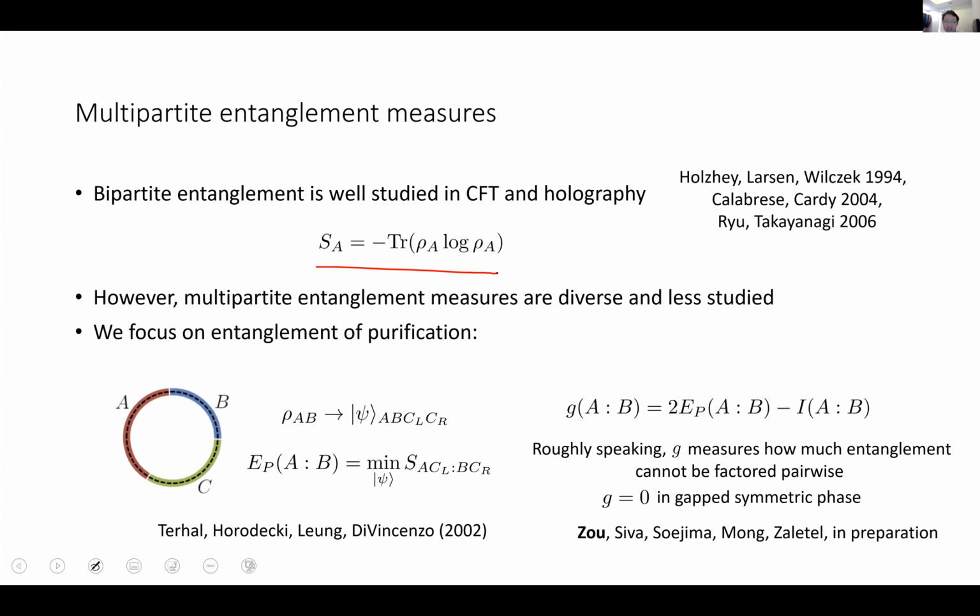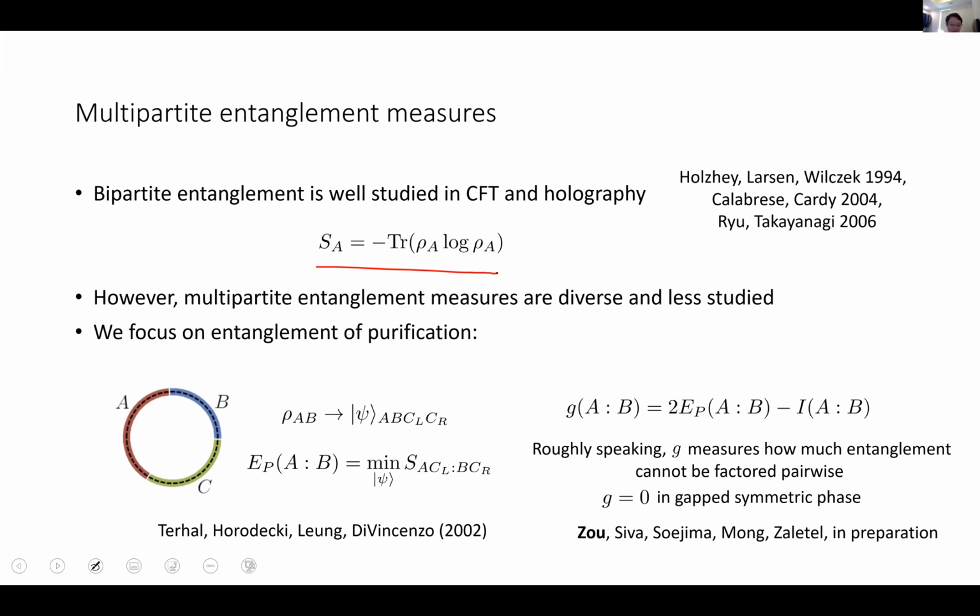This entanglement entropy in CFT was first examined by Wilczek in 1994 and also in collaboration with Cardy in 2004. And it has a holographic interpretation by Ryu and Takayanagi, which is well known. But multipartite entanglement measures are actually much less studied. People don't even know how many multipartite entanglement measures there could be. And in this talk, I will focus on just one, which is the entanglement of purification.